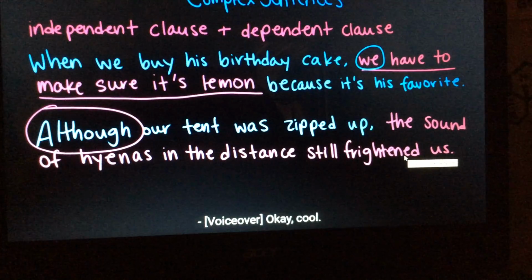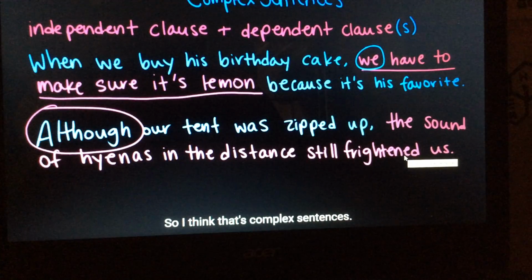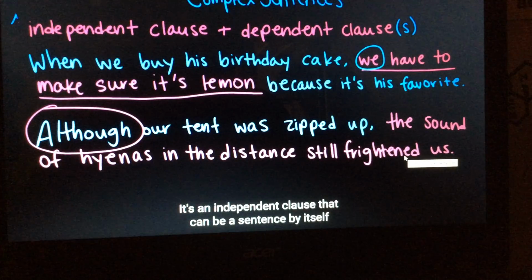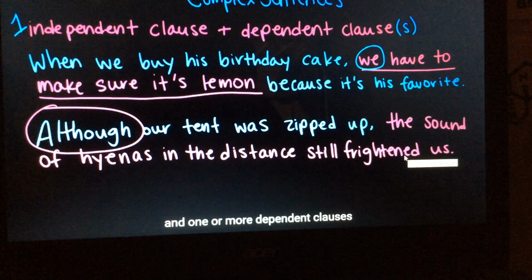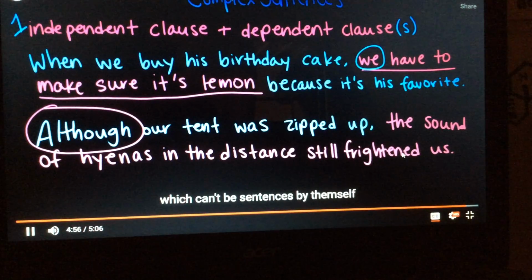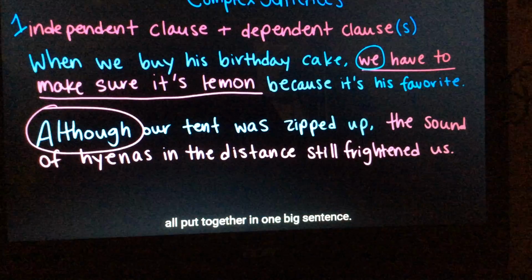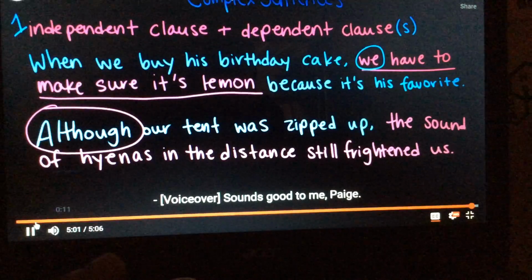Okay, cool. So I think that's complex sentences. It's an independent clause that can be a sentence by itself, and one or more dependent clauses, which can't be sentences by themselves, all put together in one big sentence. Does that sound right, Rosie? Sounds good to me, Paige.